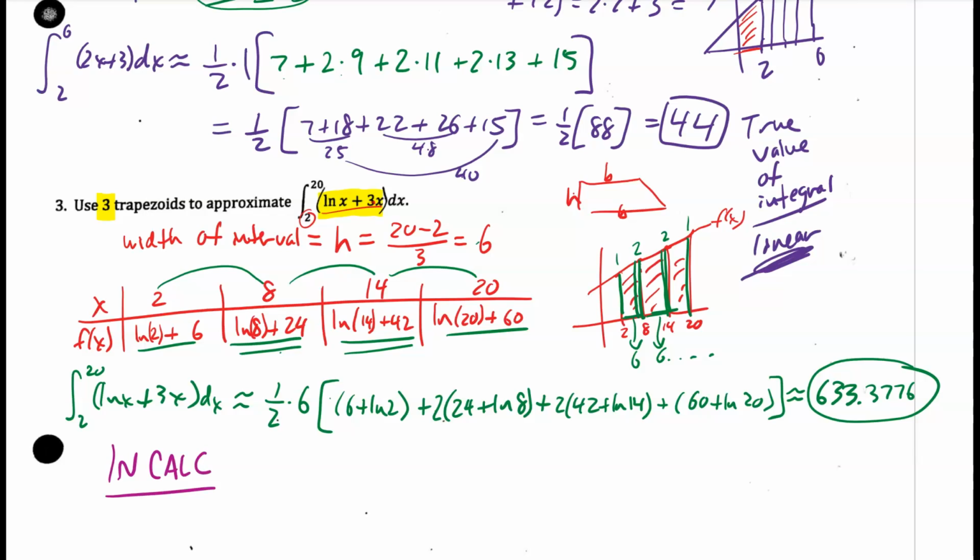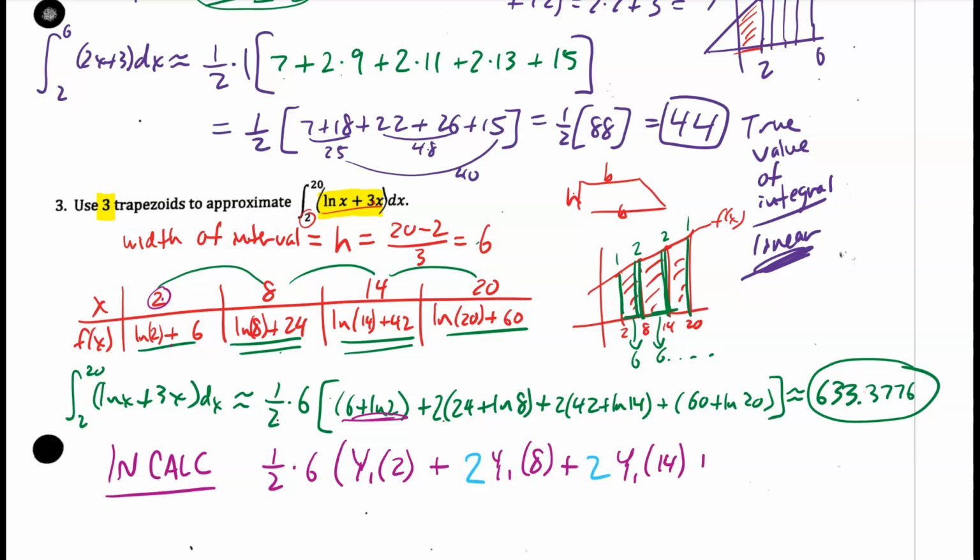Now, in the calculator, let's take this a step further, and I'll actually show you. We're going to do 1/2 times the 6, but then we'll use some parentheses here. And remember, this came from just plugging in a 2 into the function. So I'm going to name a function y1, and then we're supposed to plug in 2 to that. Plus we need 2 of those, y1 of 8. Plus, again, 2 of these, that would be y1 of 14. And then plus 1 of these, y1 of 20.